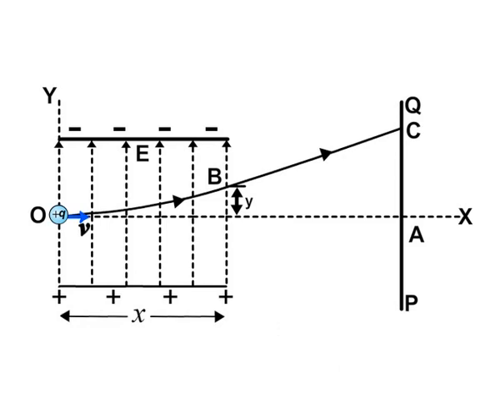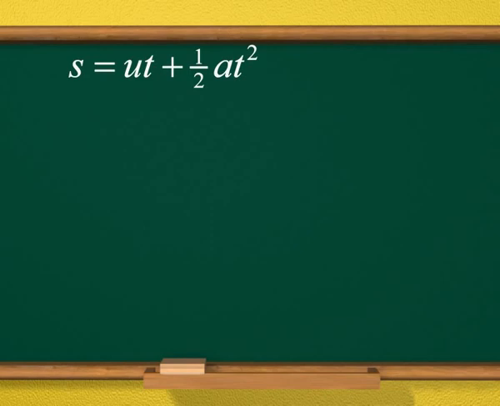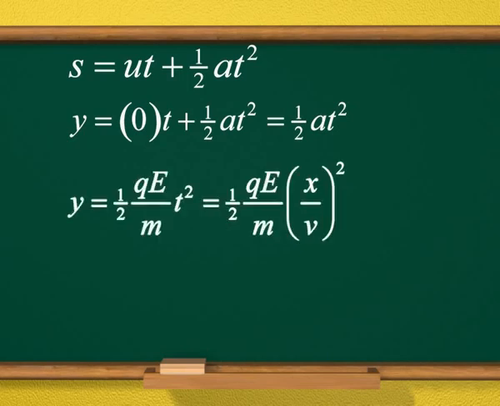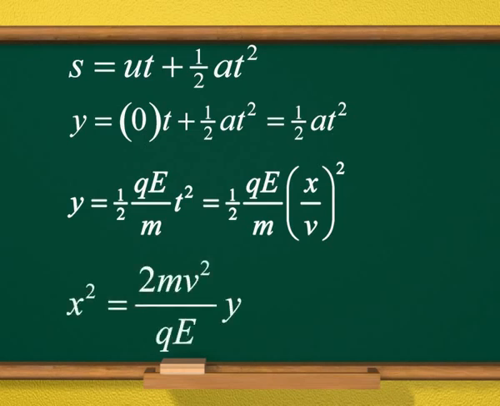Let y be the displacement of the charged particle along y-axis during time t, that is, when the particle is in the electric field. Then, using the relation s equal to ut plus half at square, we get y equal to 0 into t plus half at square, which is equal to half of QE by m into t square, or y equal to half of QE by m into square of x by v. This gives x square equal to 2mv square upon QE into y, or x square is equal to ky. This is an equation of a parabola.